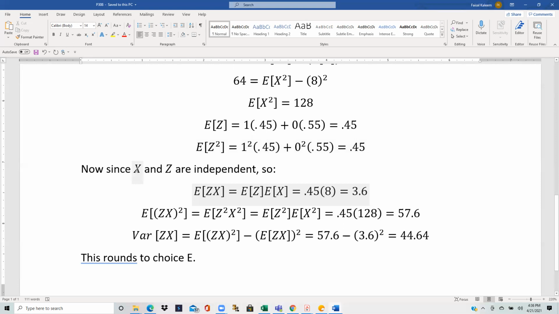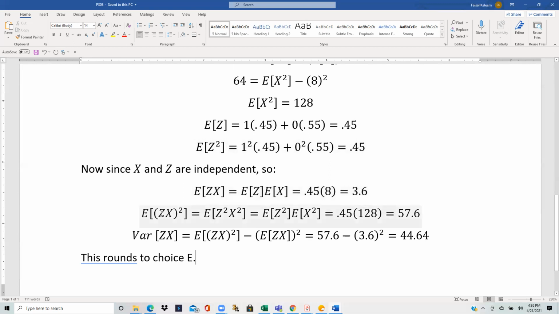Z and again, as we said before, X and Z are independent. Therefore, the expected value of their product splits up into the individual expected value products. So E of ZX equals E of Z times E of X. Remember, this applies only if Z and X are independent. The distribution over sum is always true, whether they're independent or not, but the distribution over product for expected values is only true if they are independent. So E of Z is 0.45, and E of X was the mean of the exponential, which is 8. So that's 3.6.